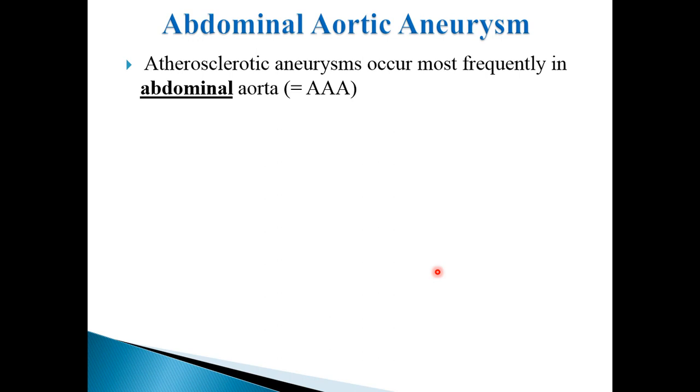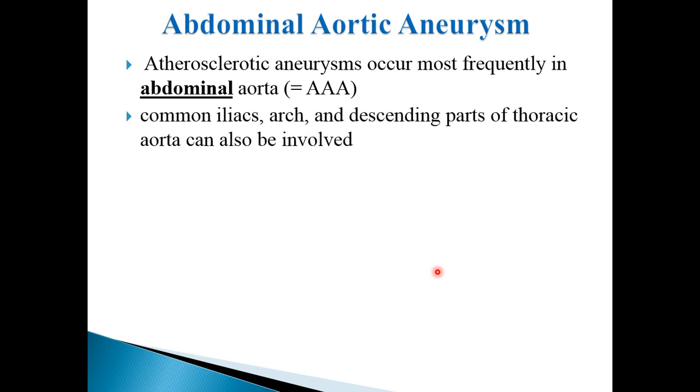Abdominal aortic aneurysm, or what is known as the AAA, is very important and is currently considered to be the most common type of aortic aneurysm. This aneurysm involves the abdominal part of the aorta. It can also extend into the common iliacs. The arch and ascending parts of the thoracic aorta can also be involved.